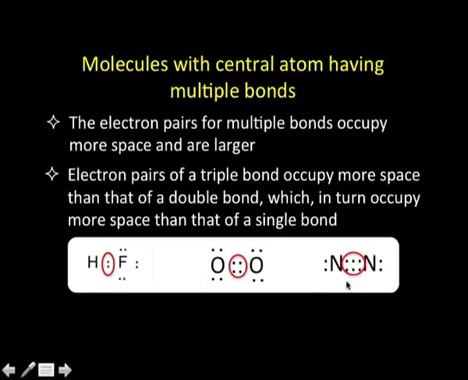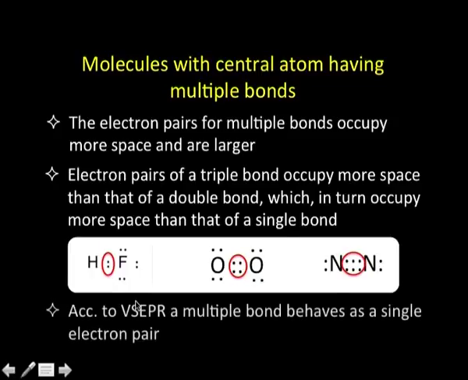Let us look at this. Now you find that this is HF, a single pair of electrons, and then here in this case it is a double bond. So there are 2 electron pairs there. Here it is a triple bond, 3 electron pairs there. So this is occupying much larger space as compared to this, which is in turn larger than this one there.